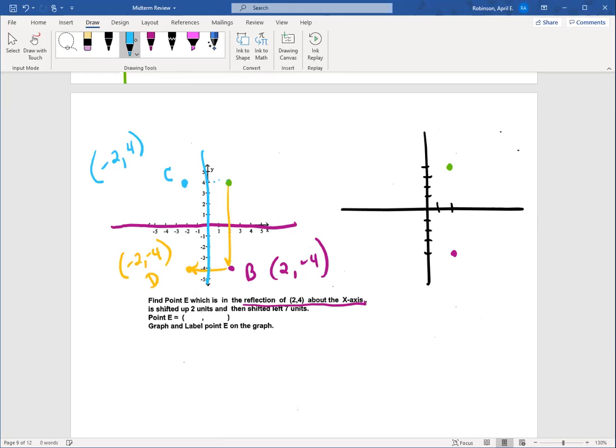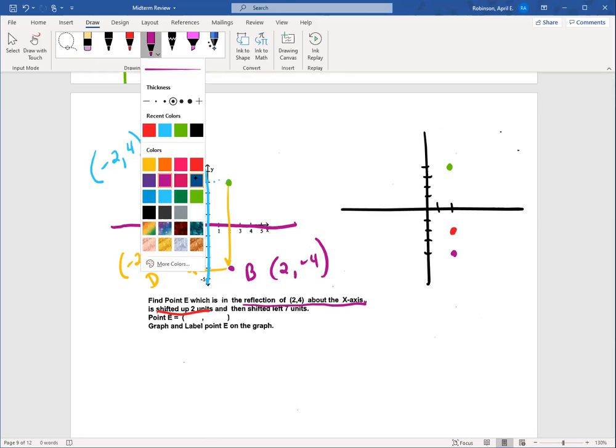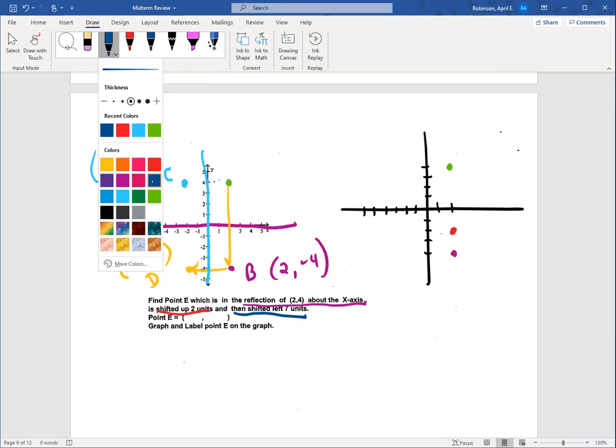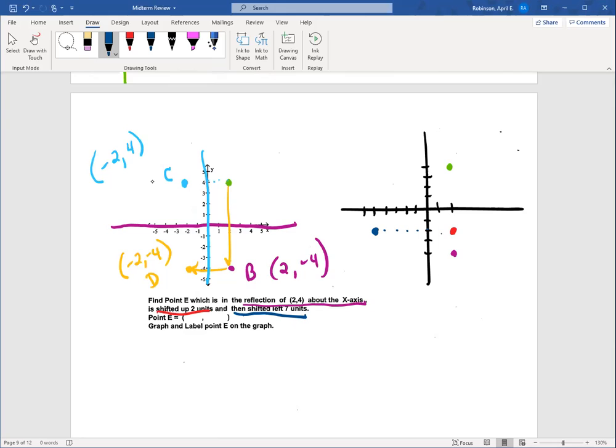Then we are going to shift up 2 units. So up 1, 2 is going to take me to here. And then we are going to shift left 7 units, sorry. 1, 2, 3, 4, 5, 6. So from the pink, I'm now going 1, 2, 3, 4, 5, 6, 7. I'm going to land right here, which is at 1, 2, 3, 4, 5. That is at x is -5 and y is -2.